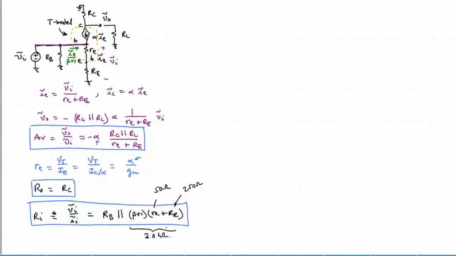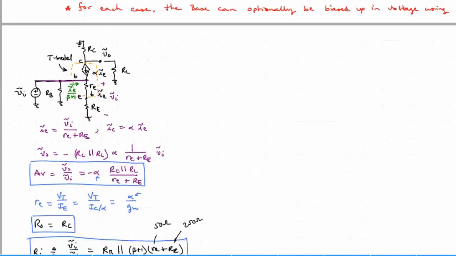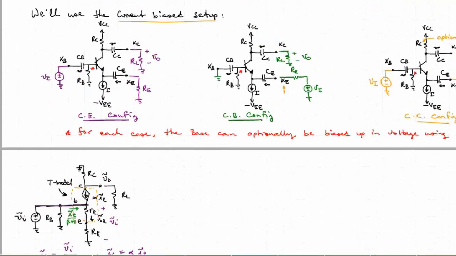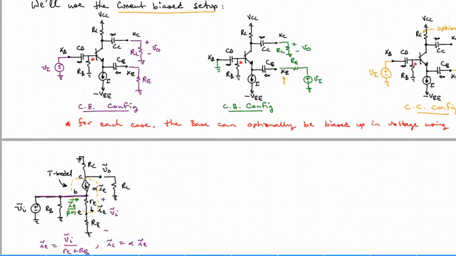Okay, so now let's return to our three circuits, and we'll look at the common base. For the common base, I'm going to draw the small signal circuit. Now we'll do common base, small signal circuit.